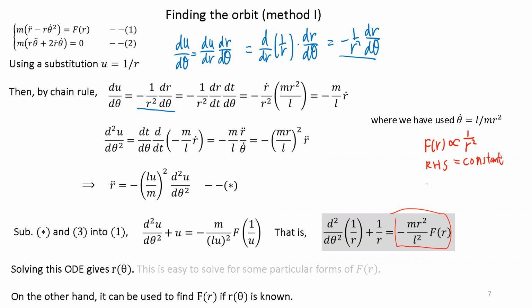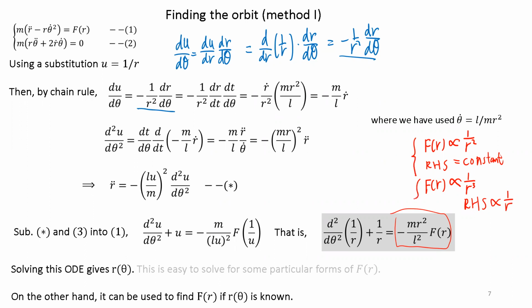And the other case, if I have f of r proportional to 1 over r cubed, then you can see that the right hand side is also proportional to 1 over r.